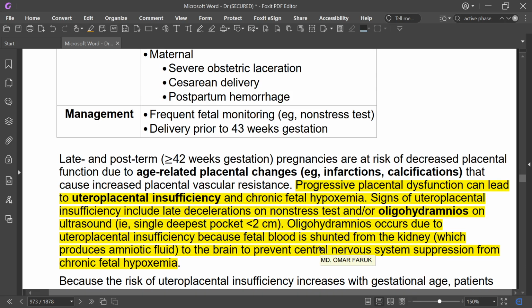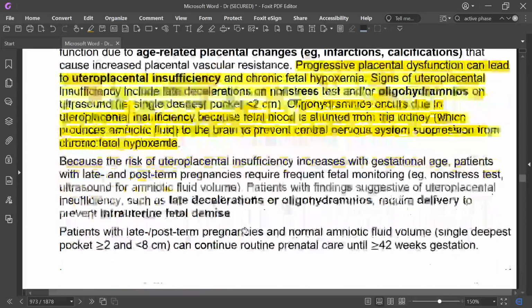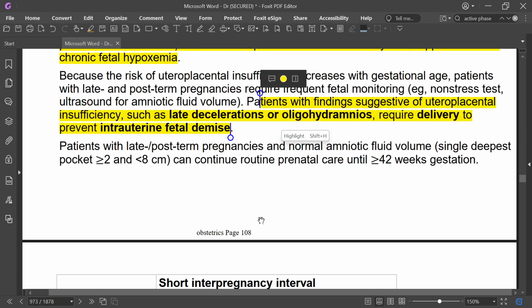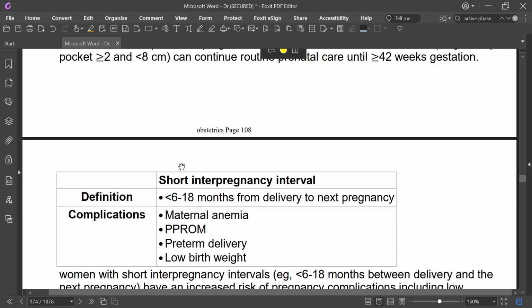So oligohydramnios occurs due to uteroplacental insufficiency because fetal blood is shunted from the kidney, which produces amniotic fluid, to the brain to prevent central nervous system suppression from chronic hypoxemia. A patient with late deceleration and oligohydramnios, suggestive of uteroplacental insufficiency, requires immediate delivery to prevent intrauterine demise.